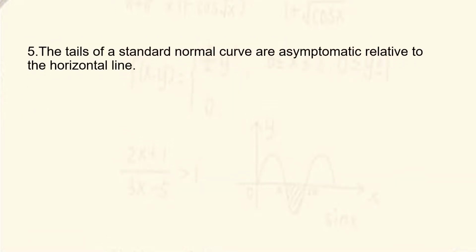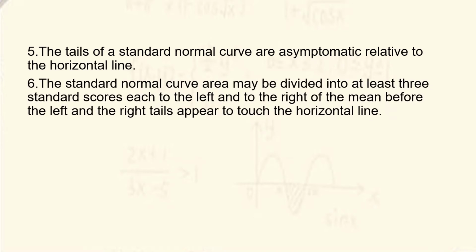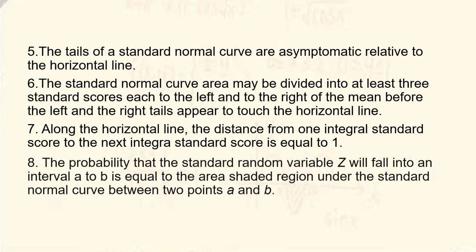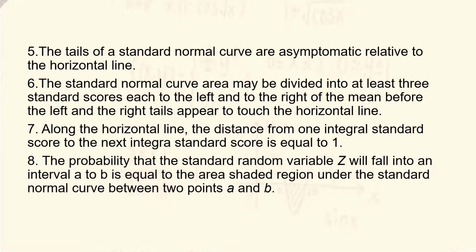Number 5, the tails of a standard normal curve are asymptotic relative to the horizontal line. Number 6, the standard normal curve area may be divided into at least 3 standard scores, each to the left and to the right of the mean, before the left and the right tails appear to touch the horizontal line. Number 7, along the horizontal line, the distance from one integral standard score to the next integral standard score is equal to 1. Number 8, the probability that the standard random variable z will fall into an interval a to b is equal to the area of the shaded region under the standard normal curve between 2 points a and b.